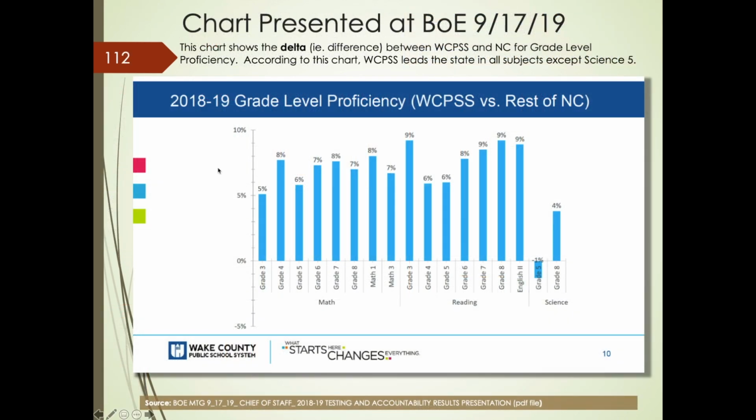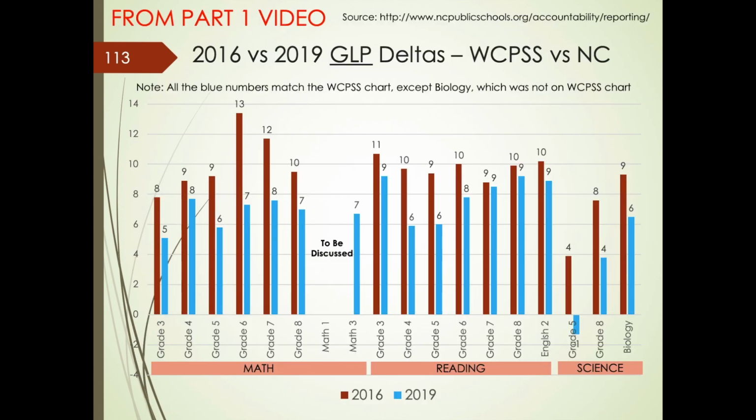So then back to this chart. This is the one shown at the Board of Education meeting in September, showing the deltas between North Carolina and Wake County. And then what I showed from the part 1 video was an update to the chart like this because I went through all the subjects and showed the 2016, 17, 18, and 19 EOG and EOC results, to show that trend. And then in this chart, I pulled in the 2016 number and the 2019 number, really just to show the 4-year trend of these scores. Okay, and I said we would discuss Math 1 later, and that's what we're doing here.